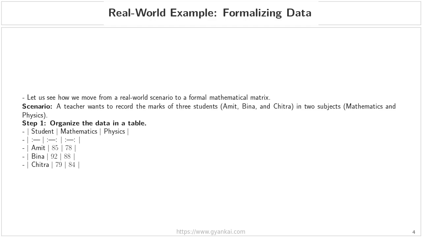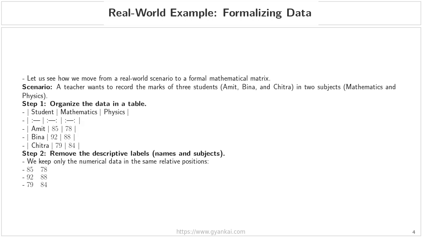For example, Amit has 85 in mathematics and 78 in physics, Beena has 92 and 88, and Chitra has 79 and 84. In step 2, we transition toward a matrix by removing the descriptive labels. We strip away the names of the students and the names of the subjects, keeping only the numerical data. It is vital that we keep these numbers in their exact same relative positions, as we discussed earlier that a matrix must be an ordered array.